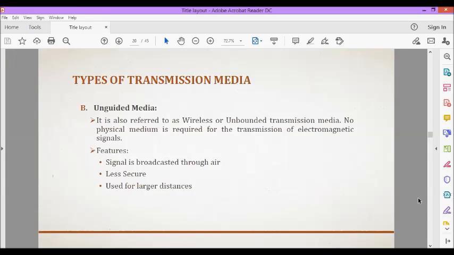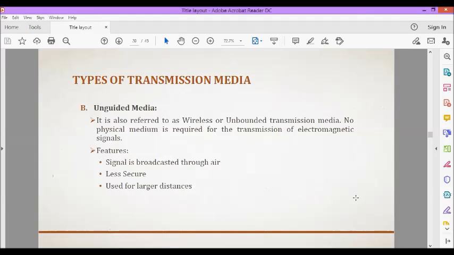So the second type of transmission media is the unguided media. It is also referred to as wireless or unbounded transmission media. No physical medium is required for the transmission of electromagnetic signals. So unguided media or wireless media doesn't use any physical connectors between the two devices communicating. Usually, the transmission is sent through the atmosphere, but sometimes it can be just across the room. Wireless media is used when a physical obstruction or distance blocks the use of normal cable media.